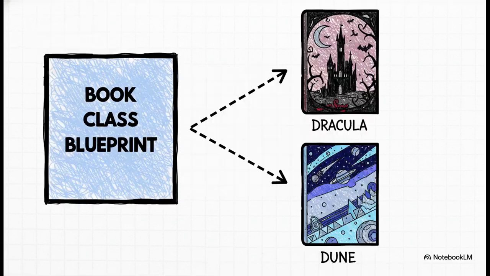Simple, right? Now, this is where the magic really starts to happen. With this one single blueprint, we can create lots of specific individual things. We call those things objects. So, from our general book blueprint, we could create a specific object for Dracula and a totally separate one for Dune. See how that works? It's one idea that leads to many unique creations.